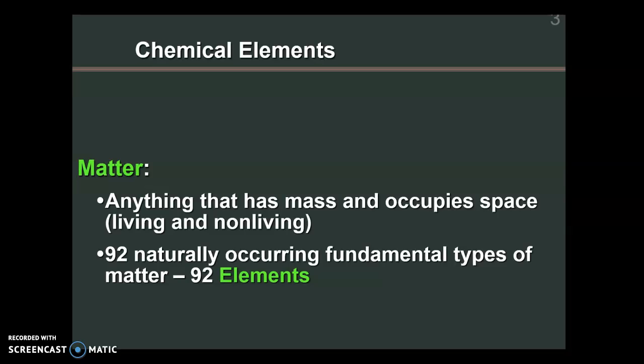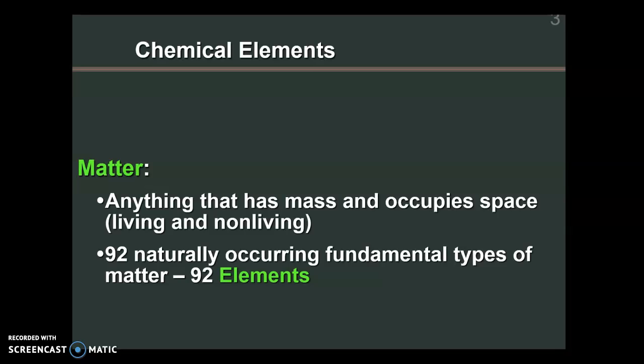Now matter can be living or non-living. So we are made of matter. And the desk that you are sitting at, or the chair you're sitting on, or the ground is made of matter. Even things we can't see, like the air, is made of matter.